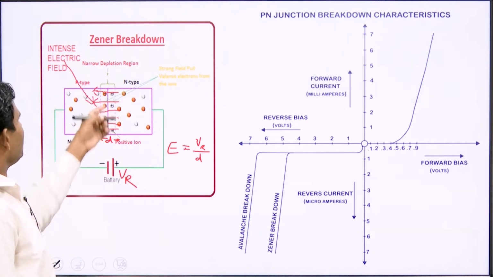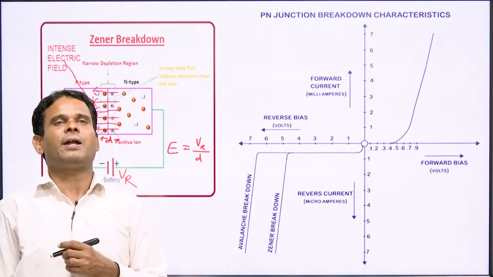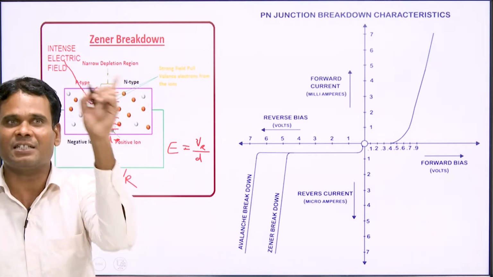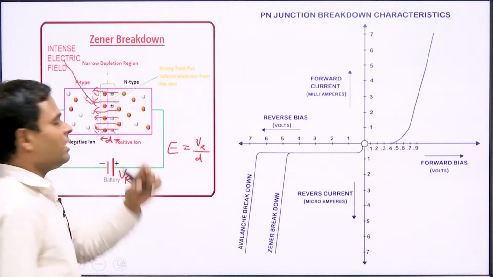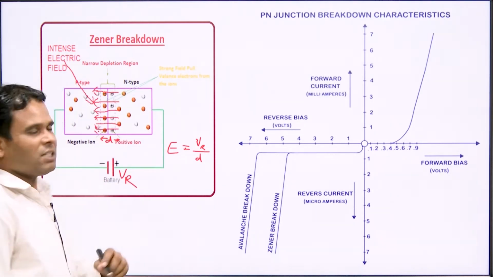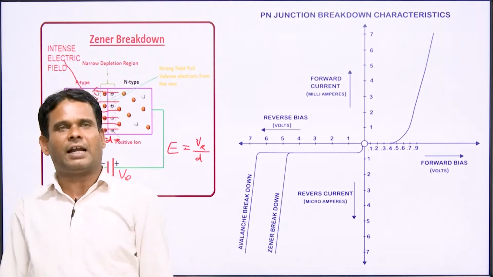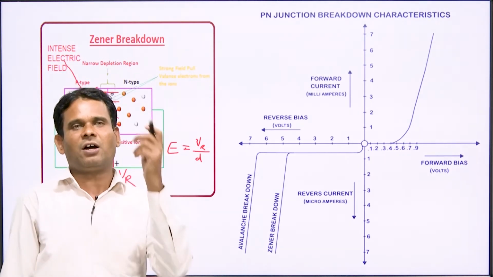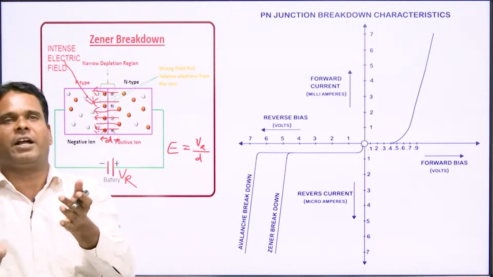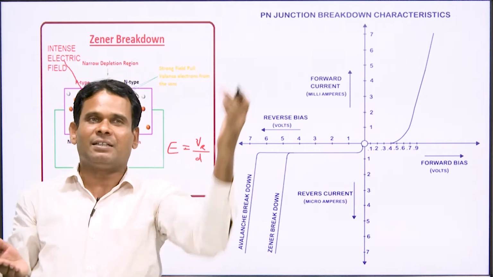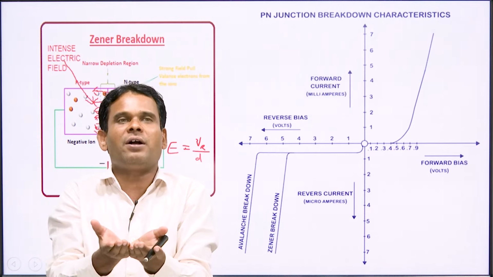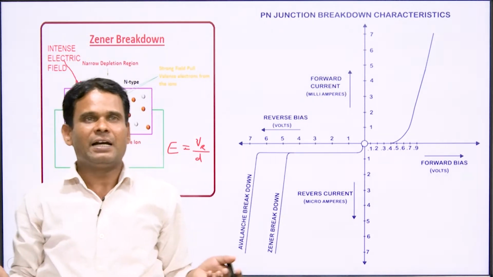field. This means the number of lines of electric field passing through a unit area of cross section is high. This type of electric field is called an intense electric field. Intense means dense. Okay guys, then due to this intense, strong electric field, what will happen? The strong electric field will pull out a large number of electrons from the covalent bonds into the conduction band.